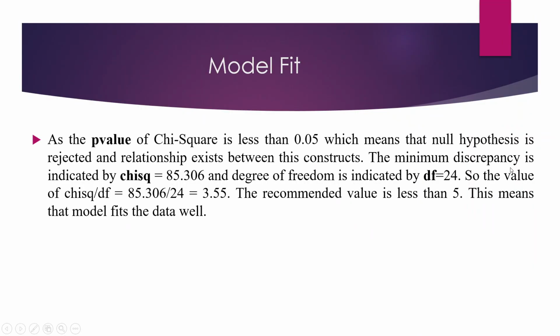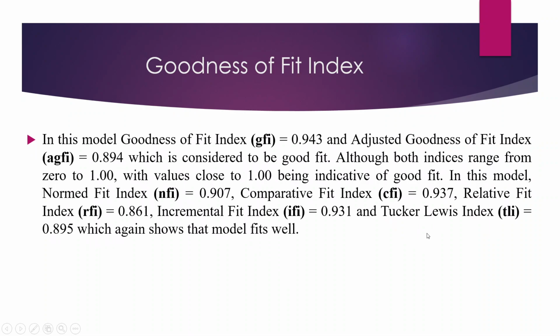Now, the minimum discrepancy is indicated by chi-square. It is 85.306 and the degree of freedom is indicated by 24. So we will take the ratio of this. The recommended value is less than 5. This means that the model is fitting the data appropriately. Now, the goodness of fit index, I have already displayed you. I have already talked about this, that all these indexes should be nearer to 0.9, which shows that the model fits the data well.